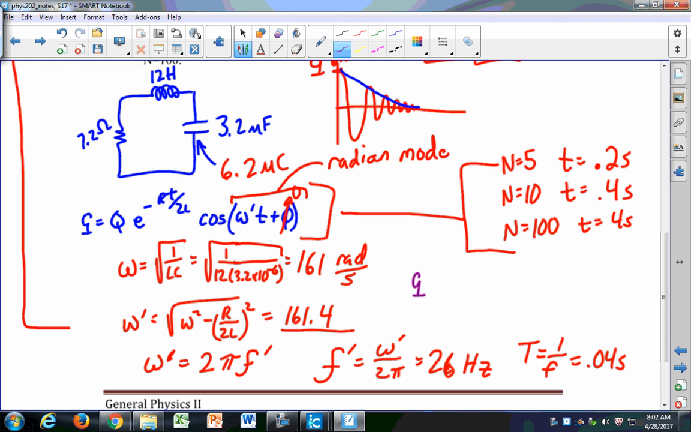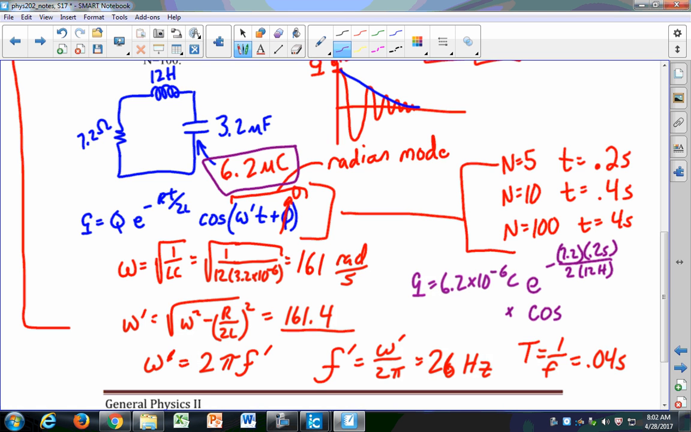All right, so just taking, for example, n equal 5, if I want to know the charge at that time, I say Q is equal to big Q, which is 6.2 times 10 to the minus 6 coulombs. That's this value, times e to the minus R, which is 7.2, times t, which is going to be 0.2 seconds, divided by 2L, that's 2 times 12 henries, times the cosine of omega prime t, that's 161.4 times 0.2. And then that'll give you the answer. I don't know what the answer is right off, but that'll give you the answer for the charge at that particular time.